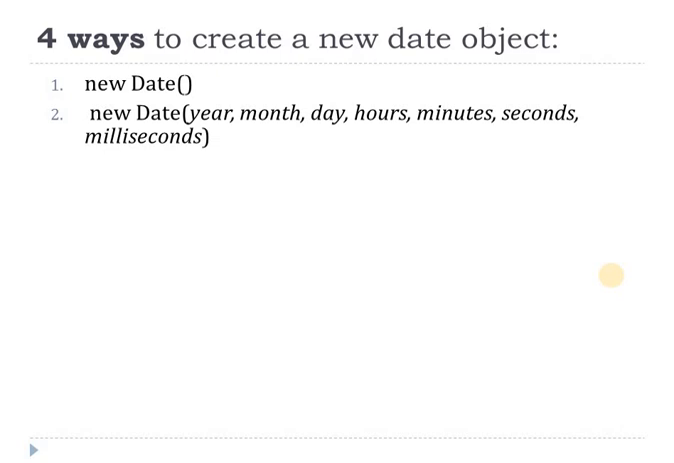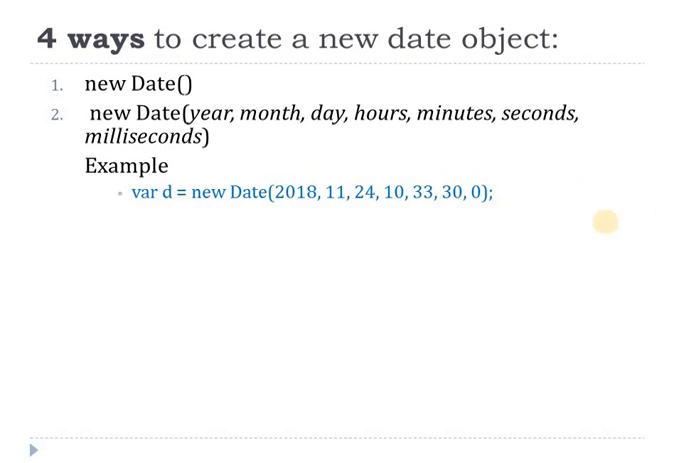Now there are also variations of this format. For example, variable d is equal to new Date, and over here as parameters you are passing 7 values. So year is 2018, month is November, day is 24th, hours is 10, minute is 33, second is 30 and millisecond is 0. So this is how you can use this function. Now if you want to omit any parameter, then you can also do it. For example, in this second example, millisecond is omitted.